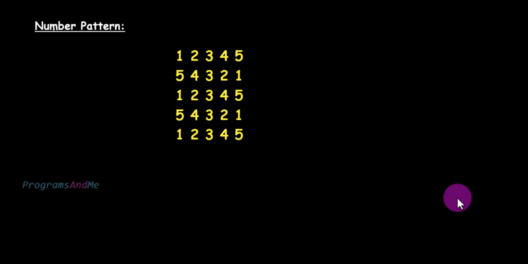In this tutorial, we'll write a Python program to print this number pattern. The shape of this pattern is a square. In the first row we want to print 1, 2, 3, 4, 5, and in the next row we want to print 5, 4, 3, 2, 1. After that we want to print 1, 2, 3, 4, 5, then 5, 4, 3, 2, 1, and after that 1, 2, 3, 4, 5. We want to print numbers like this when the number of rows is 5.